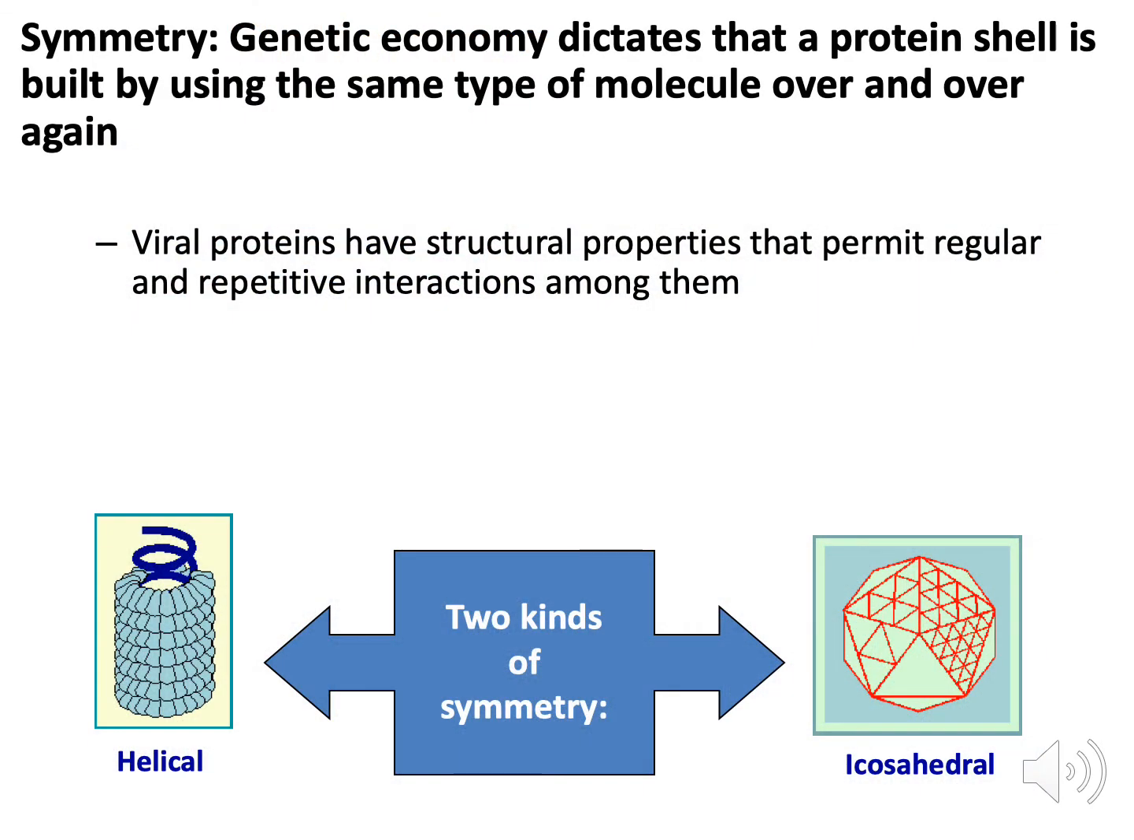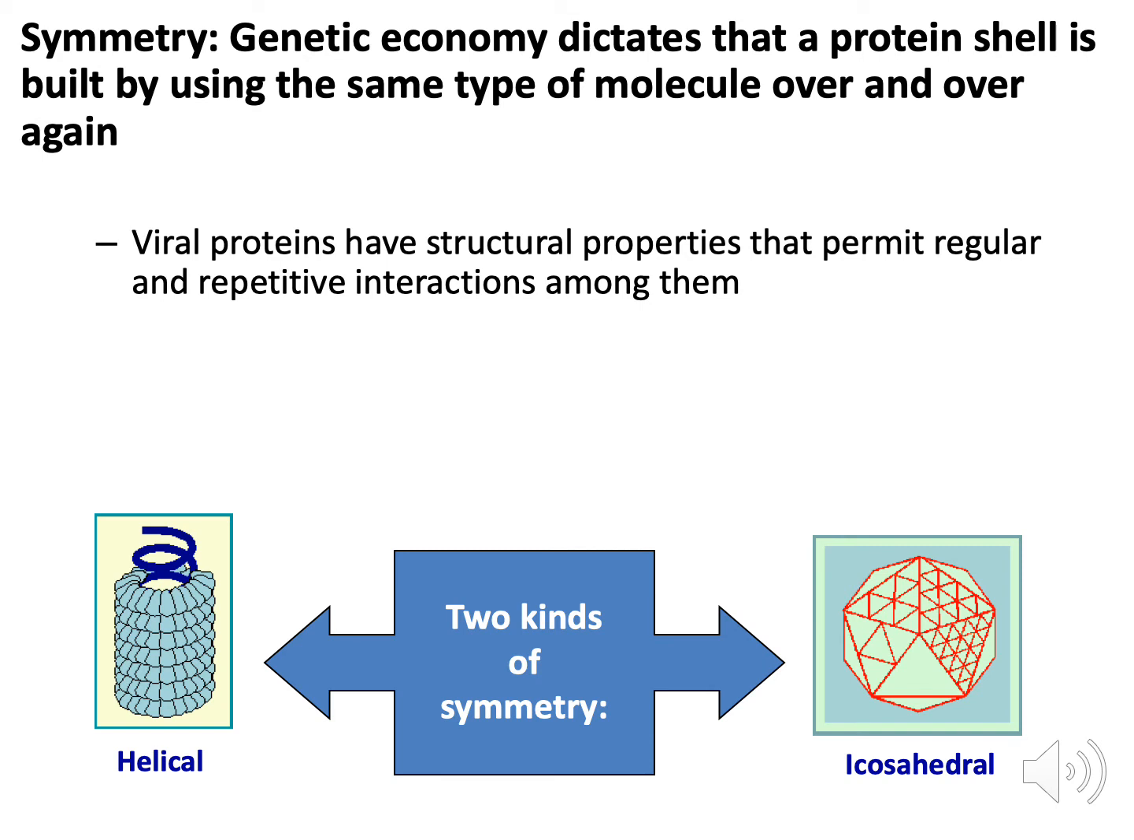So now let's talk a little bit about symmetry. We've been using those words for viruses that have small genomes. They have to demonstrate genetic economy, and so their protein shells are built by using the same type of molecule over and over and over again. And viral proteins that make the components of capsids have structural properties that permit repetitive interactions between them. And so there are two kinds of symmetry that we'll talk about.